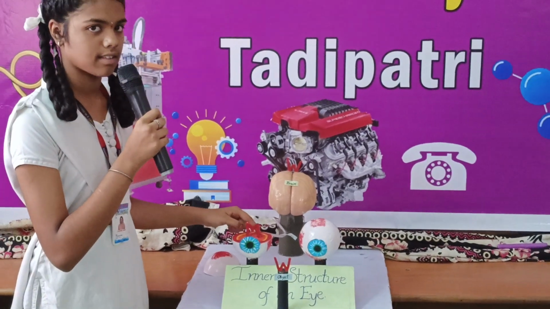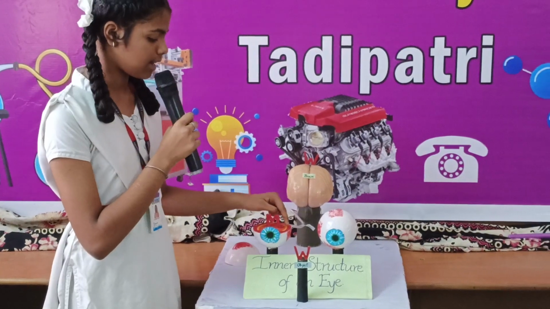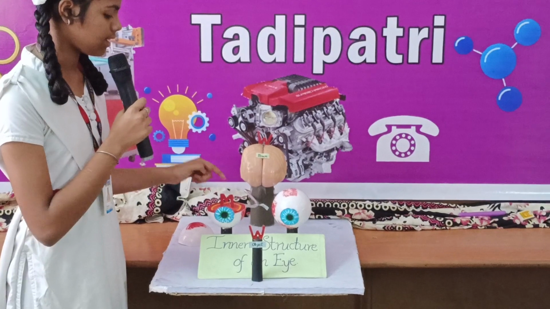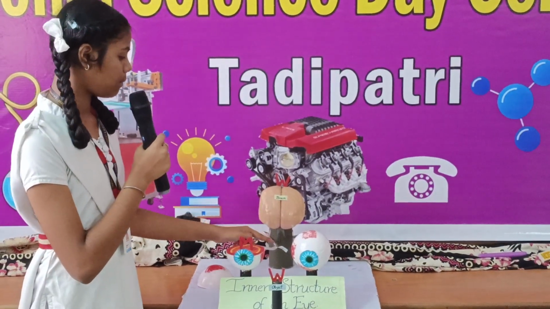The next is the retina. The retina consists of thin layers of light-sensitive tissue and numerous cells. The retina converts the image formed by the lens into electrical impulses and transmits them to the brain through the optic nerves.